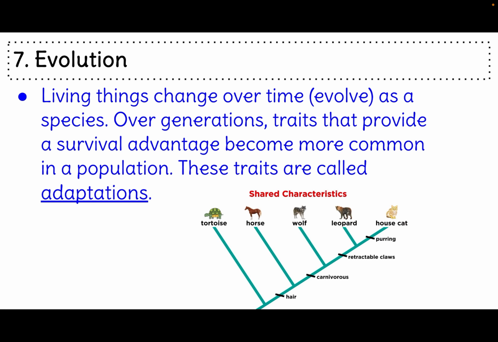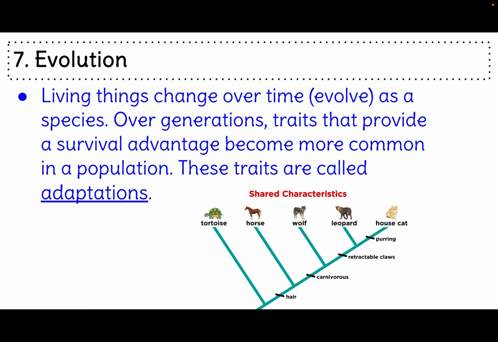And lastly, the characteristic all living things share is evolution. Evolution is just change over time. In generations, traits that prove a survival advantage become more common in a population. These traits are called adaptations.